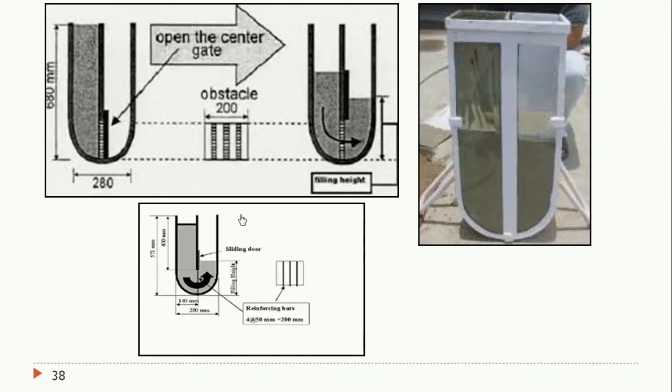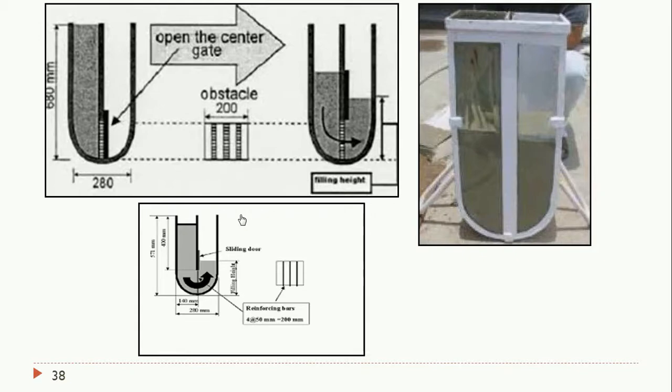So at the gate, a 12 mm bar has been installed at a spacing of 50 mm. This bar has been fixed at the center to the wall. Okay, so this is the setup of the U-box apparatus.